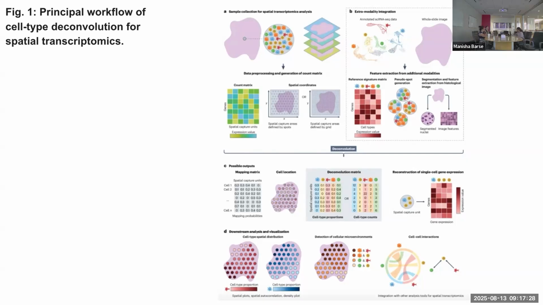We can try to integrate with other analysis tools for spatial transcriptomics and try to look at interactions between the cells, and also look at which cells have more affinity to be neighbors, or the interactions between them.